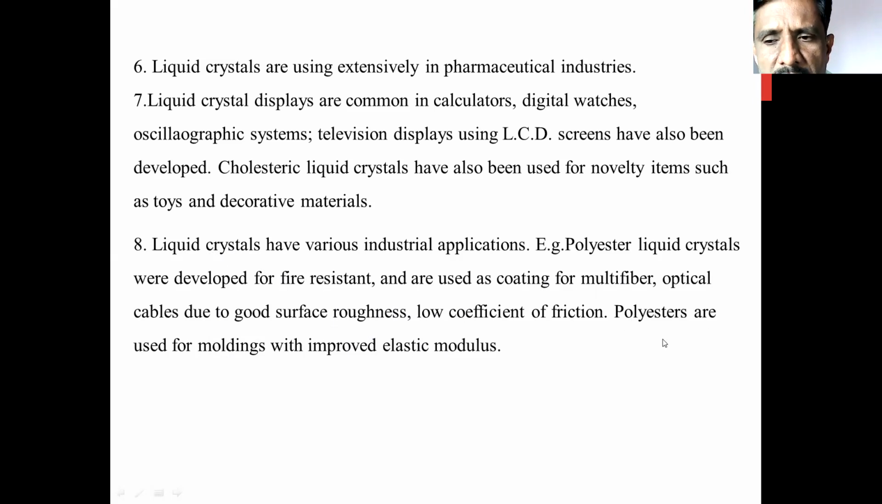Now polyester liquid crystals are used for molding with improved elastic modulus. This means elastic moduli from the different types of liquid crystals are used, which have a molding property in a specific way.